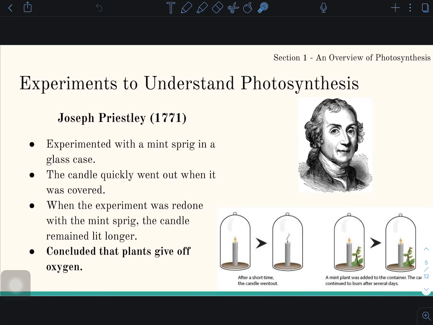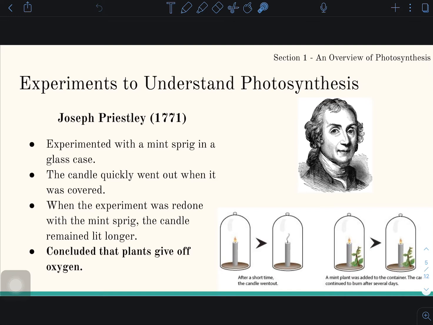Then he took this piece of mint and put it in the glass jar with the candle lit. Then he put the lid on, and what he found is the candle remained lit longer. If you look at this caption, it's impressive that the candle would burn for several days.